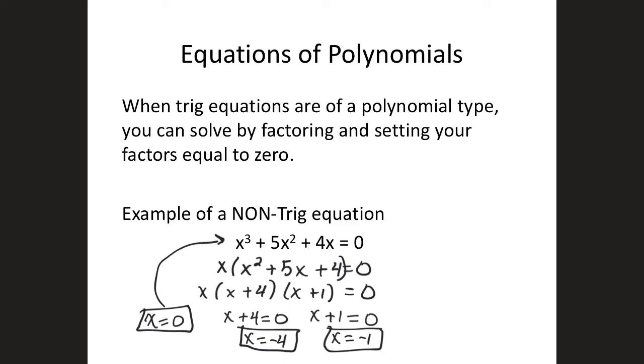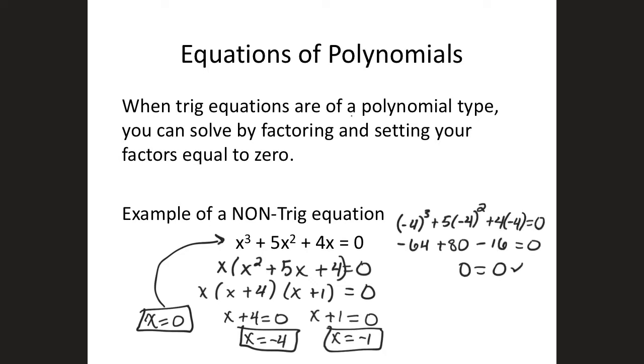true. Like for instance, if I wanted to plug in -4, when I plugged in -4 for all of my x's and I simplify, I am left with a true statement. So -4, as well as 0 or -1, would work. When I plug these values in for x, I'll be left with a true statement.